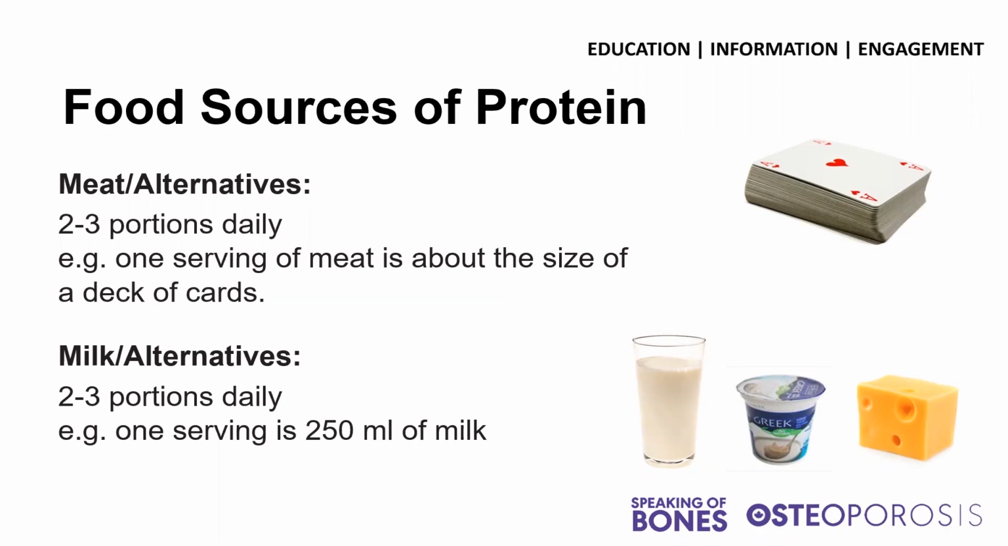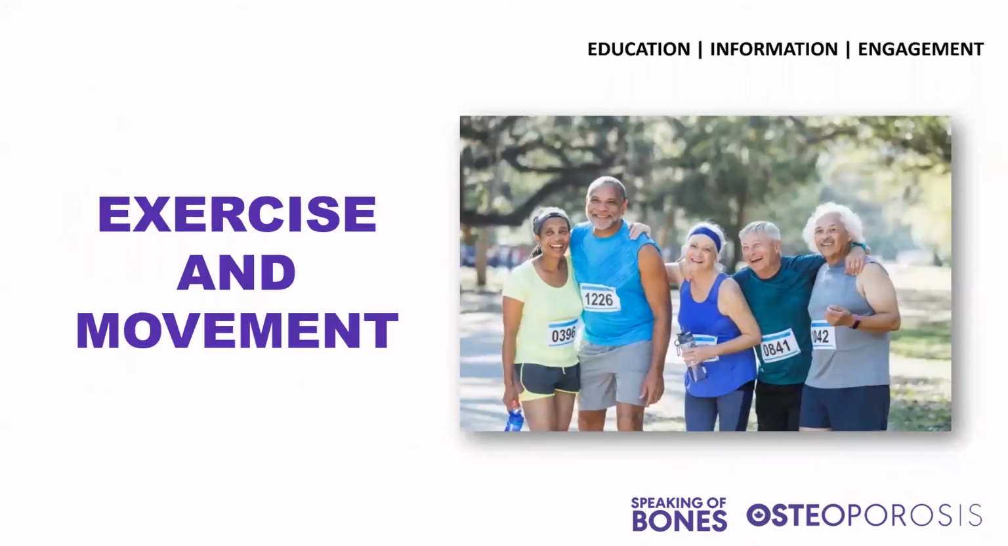And another great source of protein is milk and alternatives. Again, it's recommended to take 2 to 3 portions daily, and you're killing 2 birds with 1 stone with this one, as you will also get calcium from these dairy products. An example of a serving is 1 glass of milk. All right, so that was the diet section.